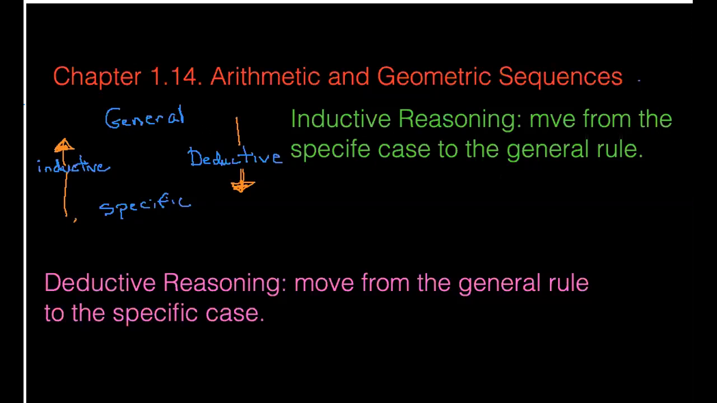Now, when you are moving the opposite direction, if I'm talking about going from the top down, that's called deductive reasoning. So for instance, if I have kind of a general theory, I'm starting at the top here, and I move down to the specifics from that, then we call that deductive reasoning, okay?